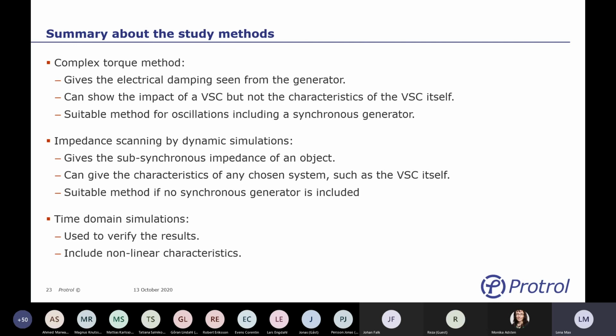And the control methods. The complex torque method is very good if we have a large synchronous generator. Then we can see the damping from the generator, and we can show the impact that the converter will give on the damping. The impedance scanning is good if we don't have a synchronous generator, and if you make a change in one object, you can show the impact of that by looking at the impedance. And time domain simulation should be used to verify the results.